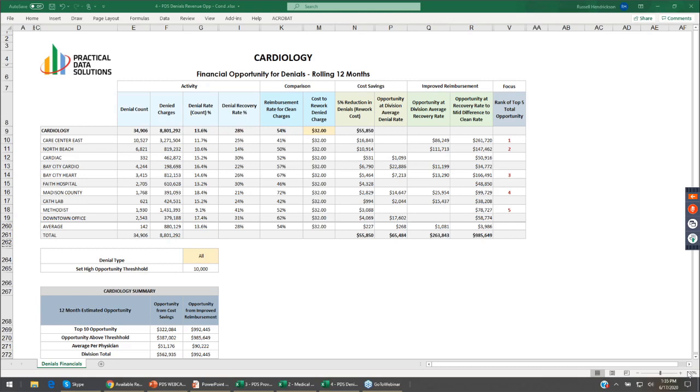In addition to that, it really highlights the highest opportunities that are out there. So as an executive or as a manager, I can look at the two or three areas where my highest opportunities are, go after those first, and get 80% of the return for 20% of the effort.